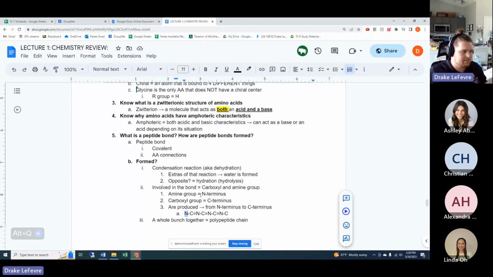So on one end of a polypeptide chain, at the beginning of the chain, there's an open amine group, and at the end of the chain, there's an open carboxyl group. And if we want to continue to build this chain, another amine group is what's going to bind to the end, like so. Does that make sense? Yes. Okay.